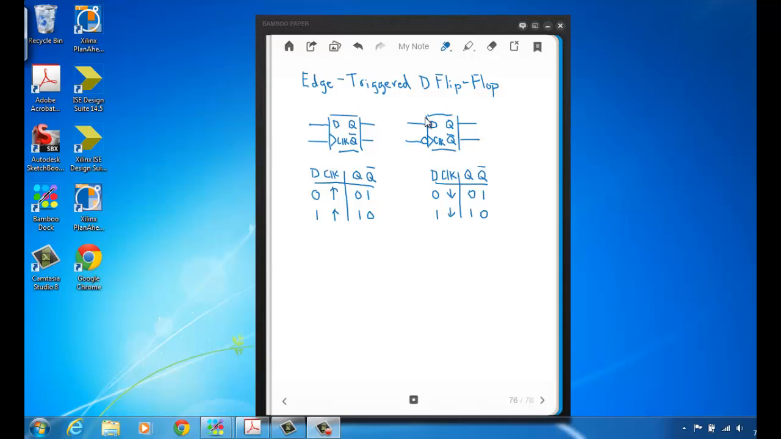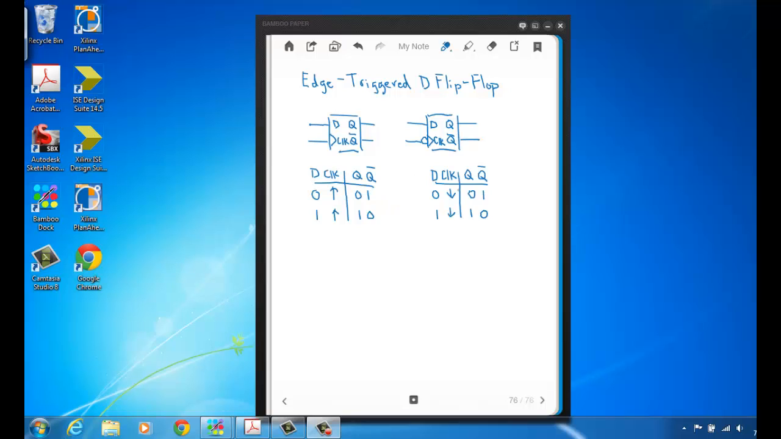In this video we look at another type of flip-flop that's called an edge trigger D flip-flop, and the edge trigger D flip-flop is a more sophisticated flip-flop than the RS flip-flop. One reason it's more sophisticated is because there is no ambiguous state.